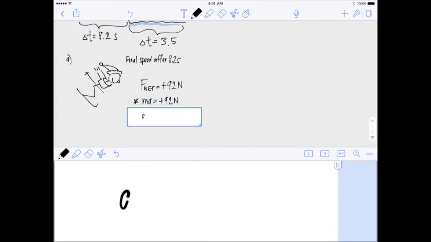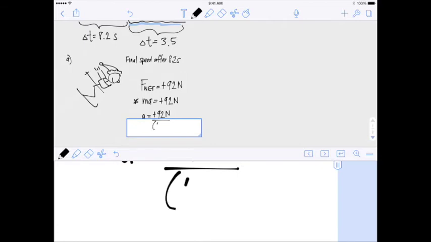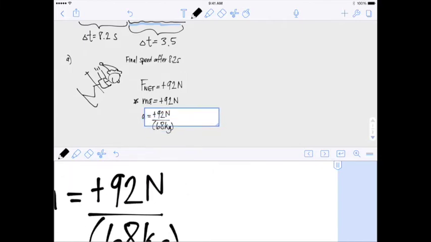We can use algebra to rearrange this. The mass of the skier from the question is 68 kilograms. And if we punch this into our calculator, we end up with an acceleration of positive 1.4 meters per second squared.